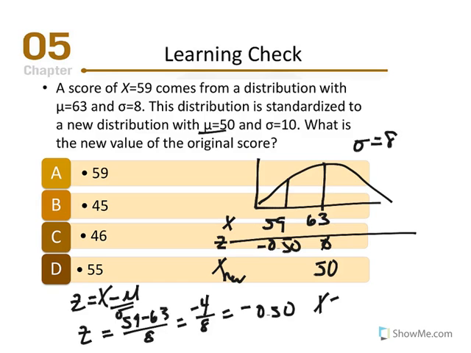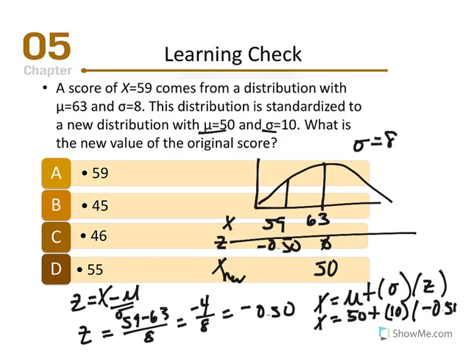So we're going to solve for x. X is equal to mu plus standard deviation multiplied by z. So x is equal to, now we're using the new mean of 50 plus the new standard deviation, 10, multiplied by this z score of negative 0.5. Okay, and in our calculators, 10 multiplied by negative 0.5 gives us negative 5, so added to 50, that gives us a score of 45. So the new score would equal 45.